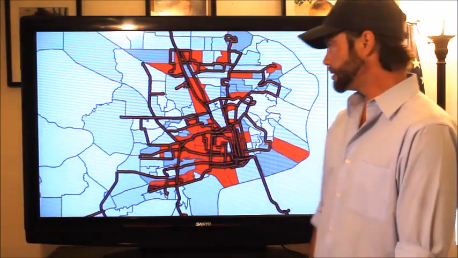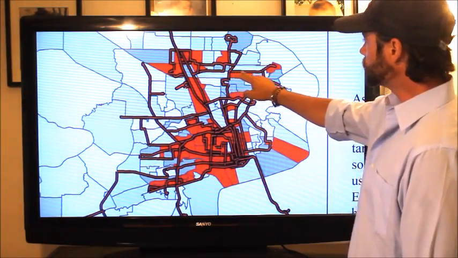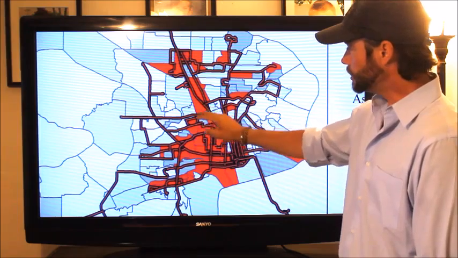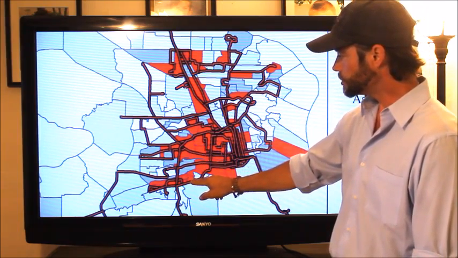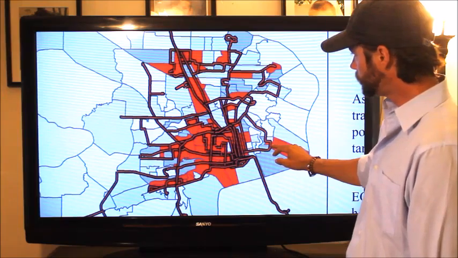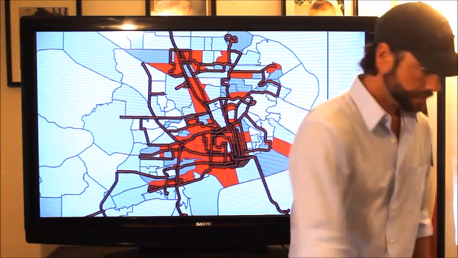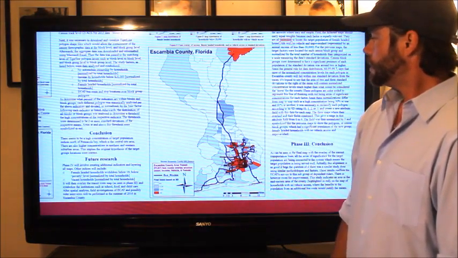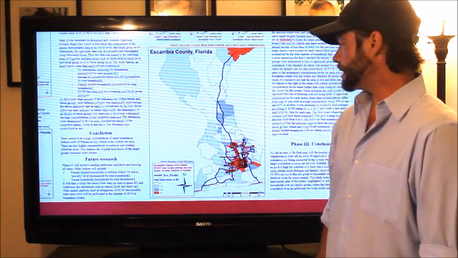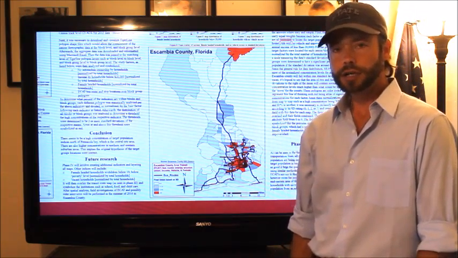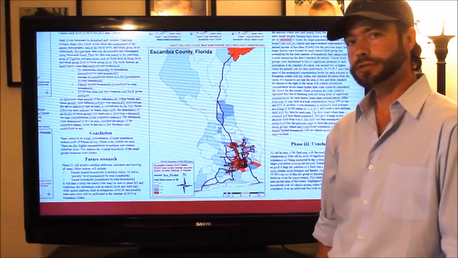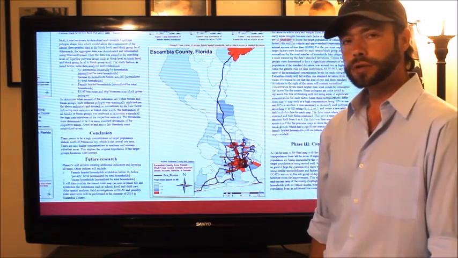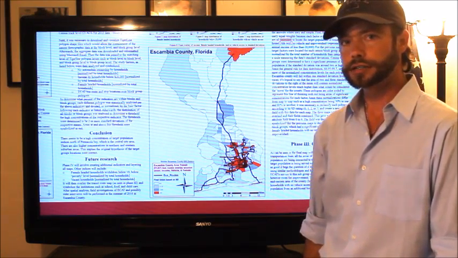If we zoom in to the center, it almost looks like these lines specifically go to each one of these highly concentrated polygons for the subgroup of dependent riders. My results of this study tell me that the Escambia County Area Transit System of Northwest Florida serves this subgroup of dependent riders very well. Single-headed households for females with no vehicle access and below $20,000 a year.